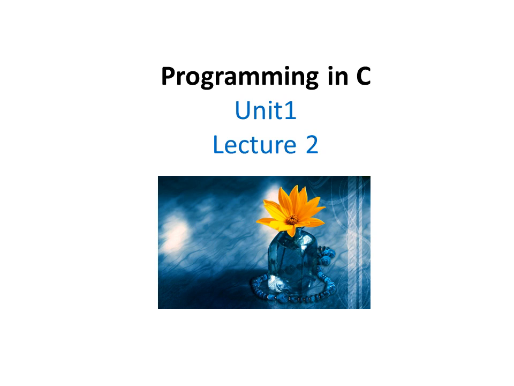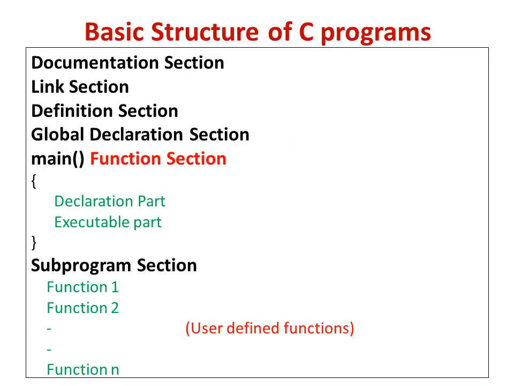In this lecture, we are going to learn about the basic structure of C programs. The basic structure of a C program consists of 6 sections, namely documentation section, link section, definition section, global declaration section, main function section and subprogram section. Let us see about each section.